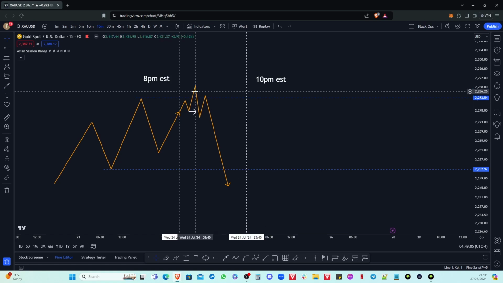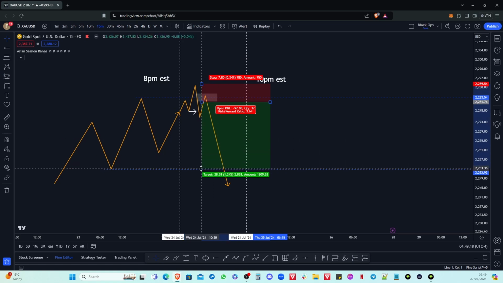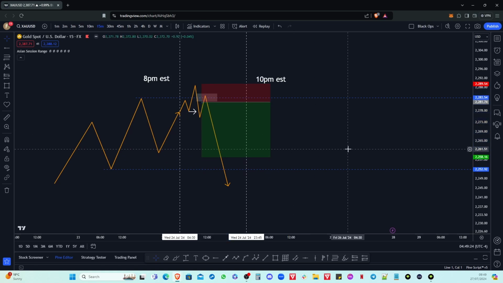Again, just to highlight, we're looking for a market structure shift at this point. We're going to come into a fair value gap over here and enter the trade, with a stop loss just above the high, and we're targeting a 1 to 3 risk to reward trade, so you guys can see that perfectly. Now let's go and have a look at a couple of examples of this actually happening on gold.